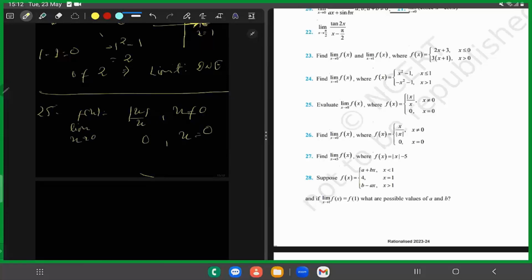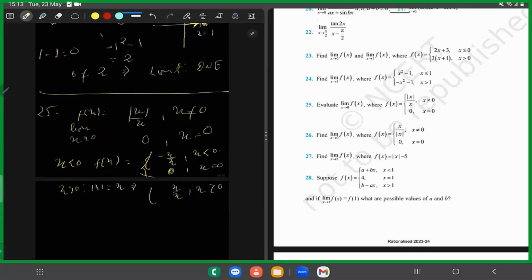If you are familiar with the definition of the mod function, then for x less than 0, f(x) is basically equal to minus x by x. For x equal to 0, it is already given as 0. For x greater than 0, mod of x equals x, so f(x) is simply x by x. So these are three cases.